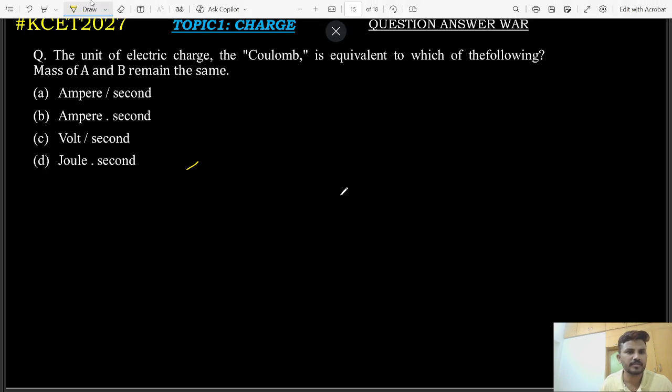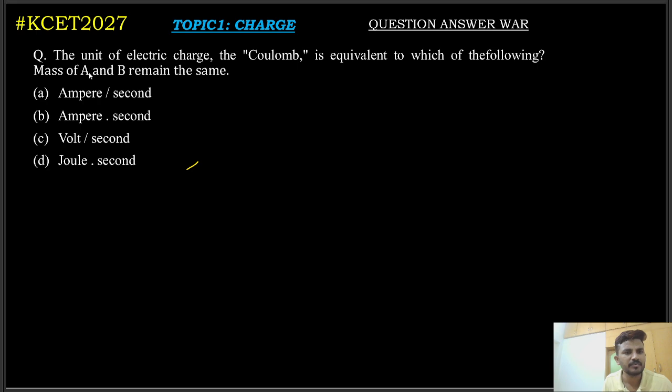Okay, next. Here we have, the unit of electric charge is Coulomb, which is equivalent to which of the following? Okay, which of the following? So charge is given by I into T. So for charge, Coulomb is equivalent to ampere second. So option 2 is correct.